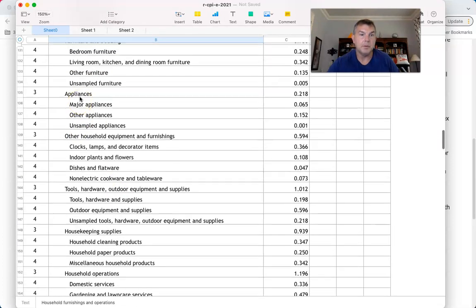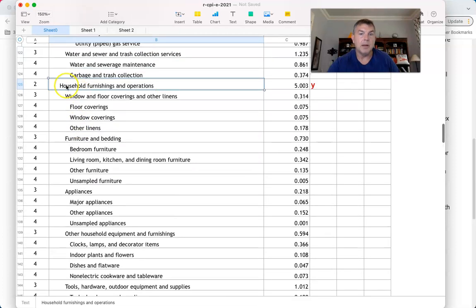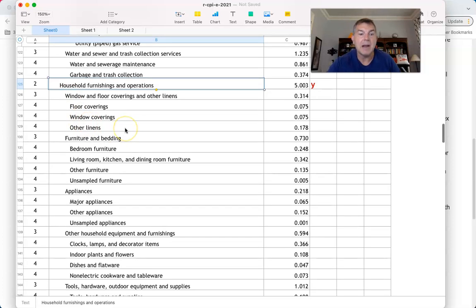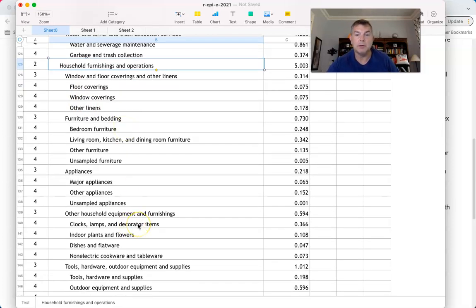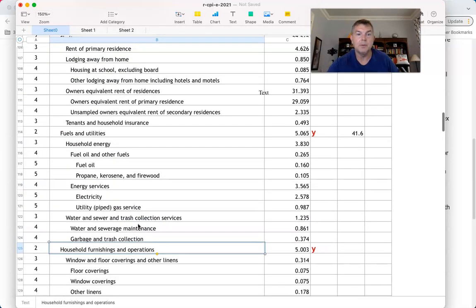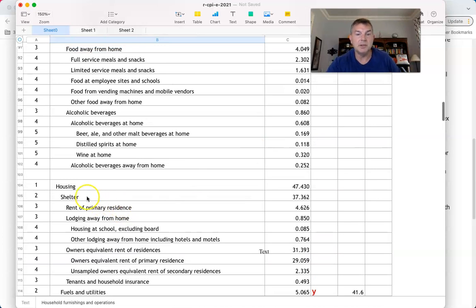So we got right here, household furnishings and operations is 5%. I'm using the entirety of this group. Clocks, lamps, and decorator items, I'm using everything. Fuels and utilities, another 5%. I'm using all that as well. What I'm not using is this shelter. So I'm using the 10% from fuels and utilities and household appliances, whatever else it was. But I'm not using this. So of the 47% that's relative to housing, I'm only using 10%.